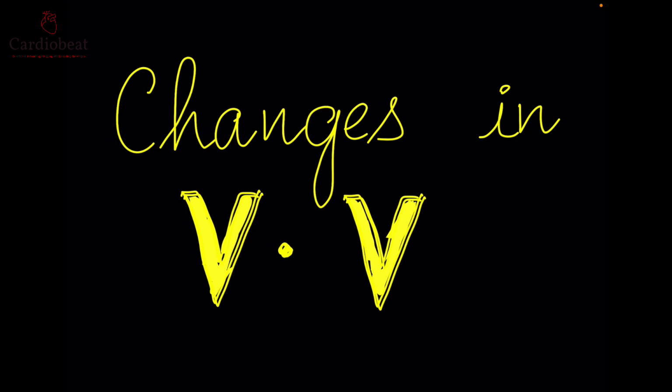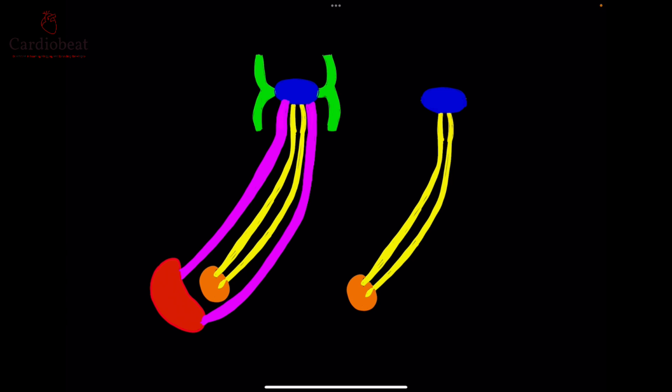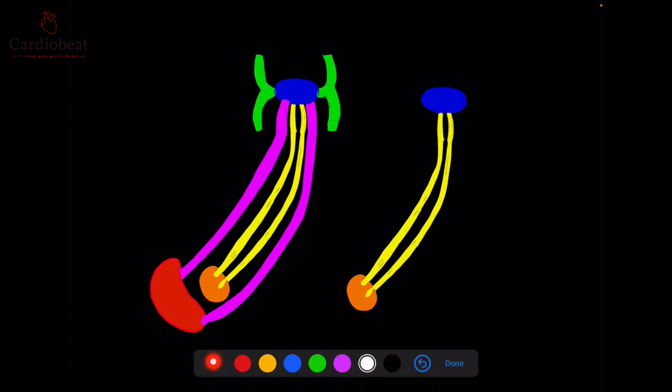Now let us study the changes that are happening in the vitelline veins. The picture on the left shows the entire venous tributaries including the sinus venosus, cardinal system, vitelline veins as well as umbilical veins. So for study purpose, I have removed the green cardinal veins, the pink umbilical vein as well as the placenta. So the picture on the right includes the sinus venosus, vitelline veins as well as the yolk sac.